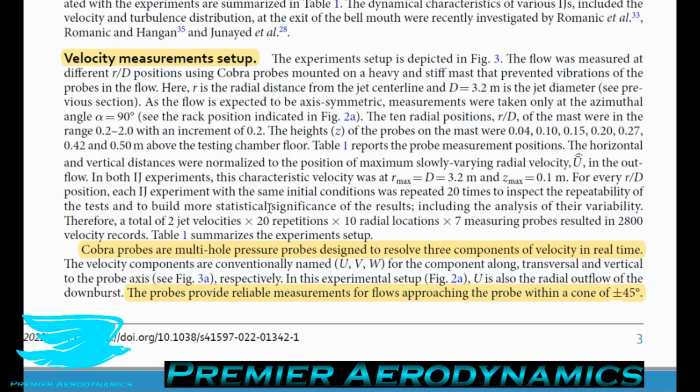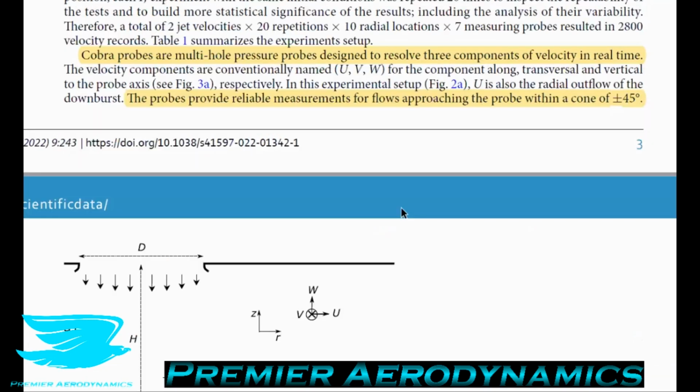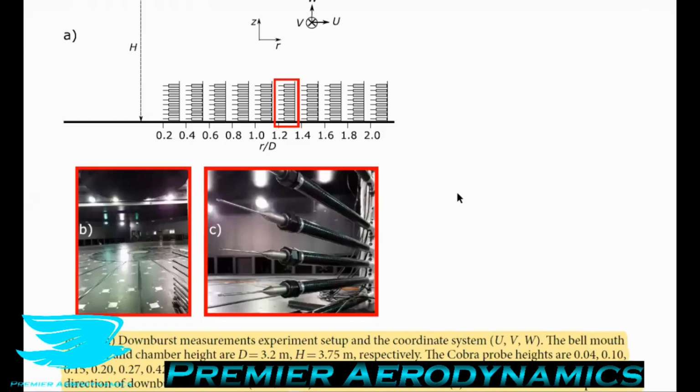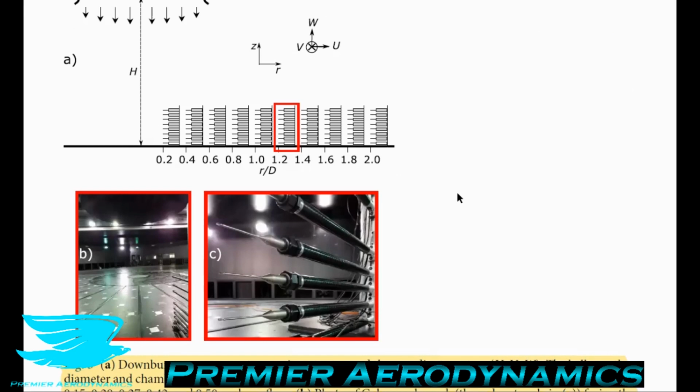They are multi-hole pressure probes designed to resolve 3 components of velocity in real time. So Cobra probes are pretty cool. I'll explain what these are briefly. I've touched on them before in the podcast. So they're multi-hole pressure probes, and multi-hole pressure probes is a big family of probes. What this is effectively, if you have a pen next to you, let's say, just pick up your pen and look at the blunt end of it. Now imagine that there are a bunch of holes in the front. That's what a multi-hole pressure probe effectively is.